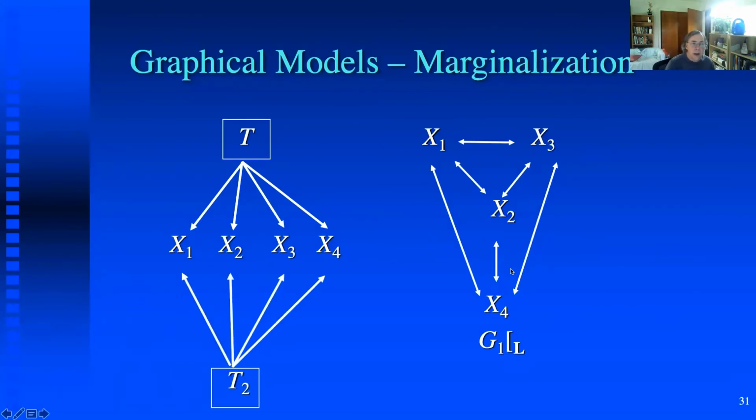And if I had a second latent variable T2 and I performed the same marginalization, I would get out the same marginal graph. So just as many different distributions can have the same marginal probability distribution, many different original DAGs can have the same marginal graph.